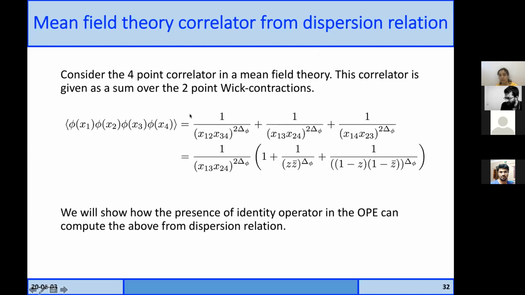So this is the 4-point correlator, and the first line is what you get by summing over the Wick contractions. You just have all 3 possible contractions, and if you factor this out, you can write the correlator in terms of the cross ratios Z and Z bar. I am just taking this factor out because that's how I define the correlator. It's this times F. So the term within the bracket is what I'm calling F(Z, Z bar). Now we will see how the presence of the identity operator in the S channel can reproduce this correlator.